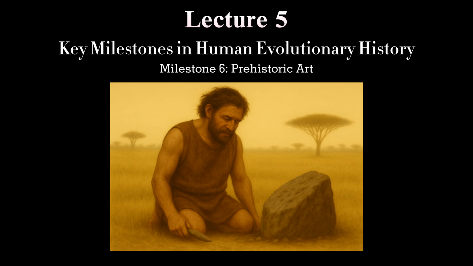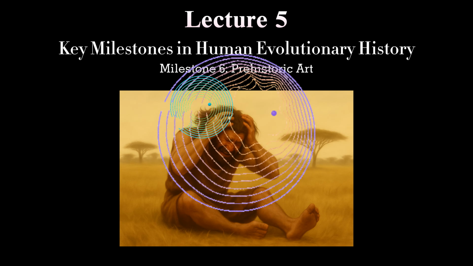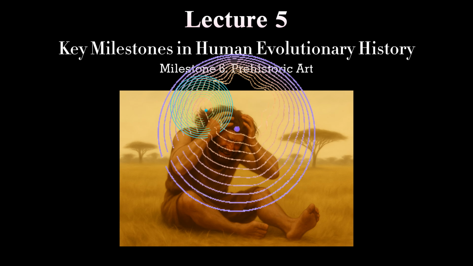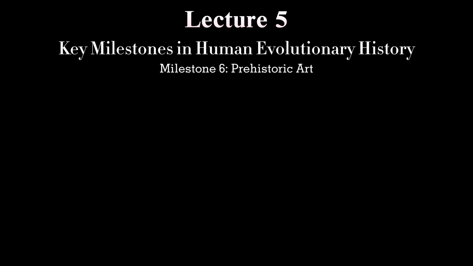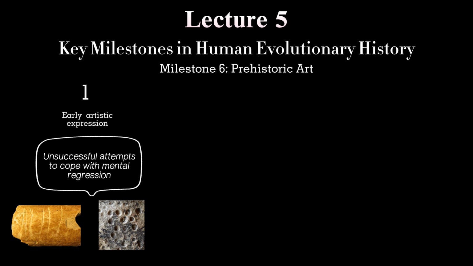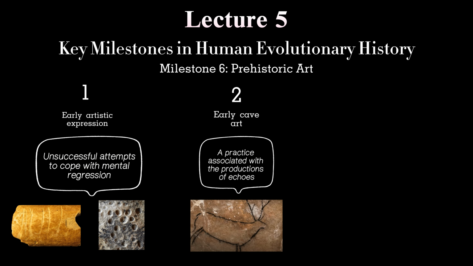The central problem lay in the fact that the products of these practices were themselves perceived by the mind. As a result, the attempted objectification of the intrusive mental image was inherently unstable. The image, now accompanied by its symbolic representation, was reabsorbed into the mind, remaining imprisoned within the very cognitive space it sought to escape. We suggest that the earliest artistic endeavors were, indeed, unsuccessful attempts to counteract mental regression. Subsequent cave art, particularly cave paintings, functioned as a practice associated with the production of echoes within cave galleries.